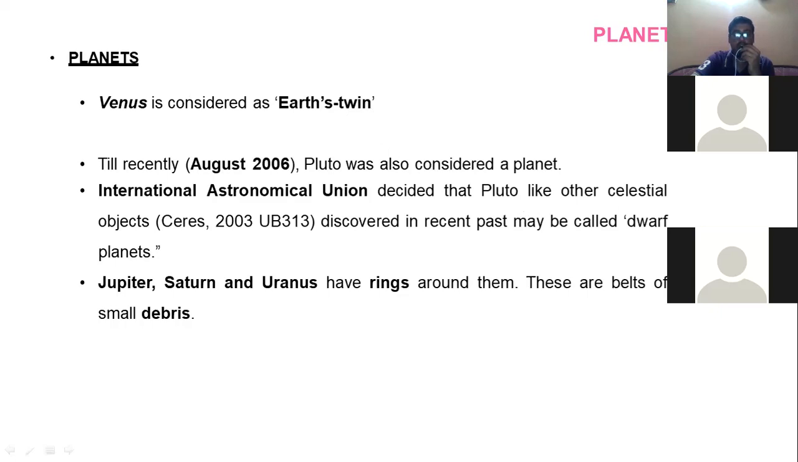But as time passed, there were earthquake and volcanic activities on Venus, so there might be no water present there. So nowadays we can't say that Venus looks like Earth's twin, because its shape and criteria have changed.